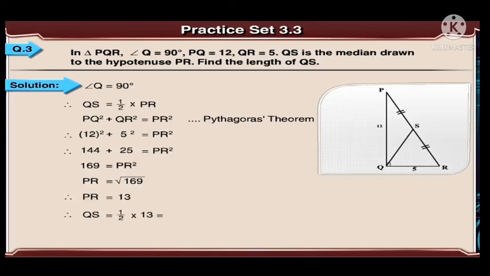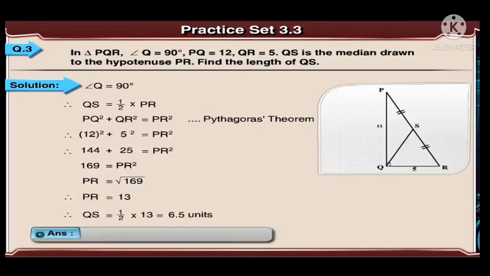Then QS is equal to half into 13. That is equal to 6.5 units. So, the answer is the length of QS is equal to 6.5 units.